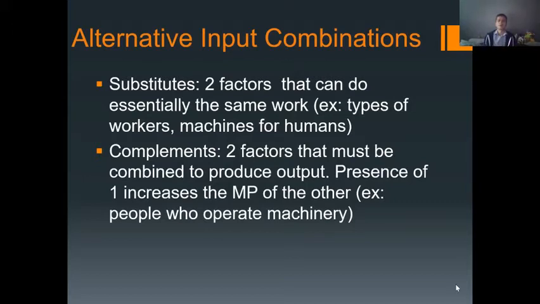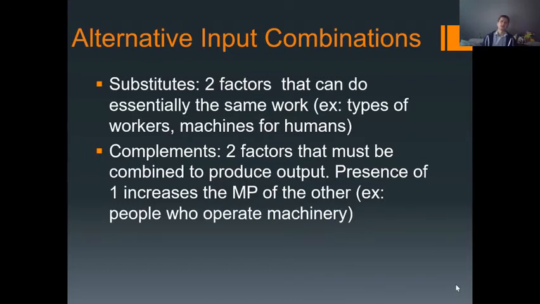And now there are two different types of things within factor markets. There are substitutes and there are complements. I know we've used these terms a lot in microeconomics. These ones make a lot of sense, though. It's the idea for substitutes, two factors that do essentially the same work. So types of workers, machines for humans, things like that.